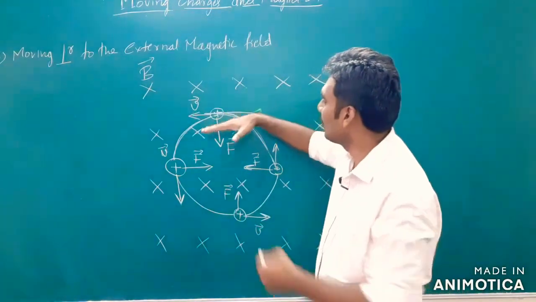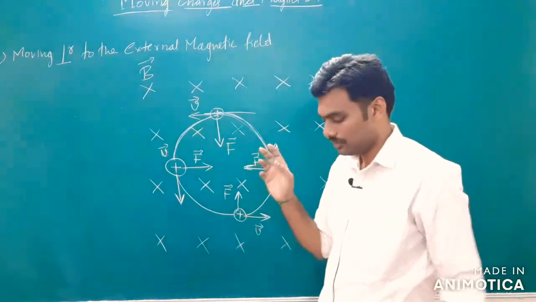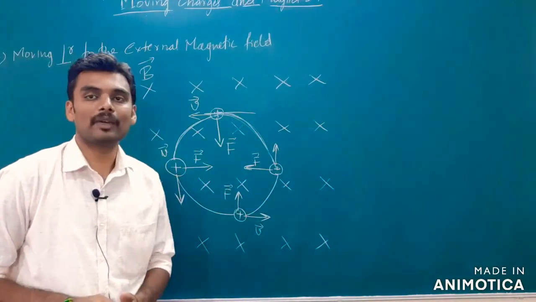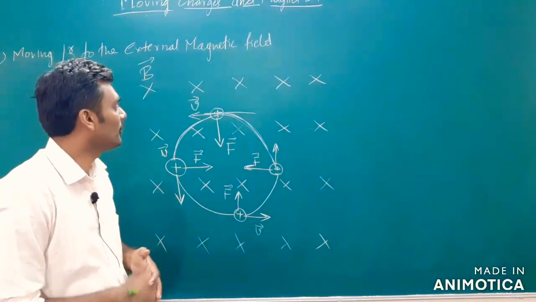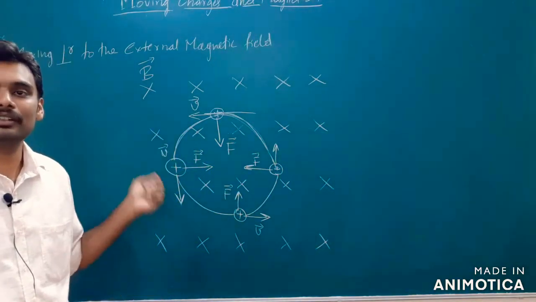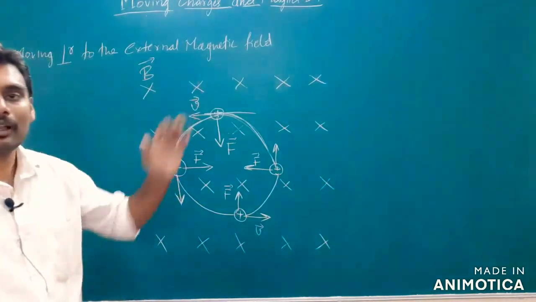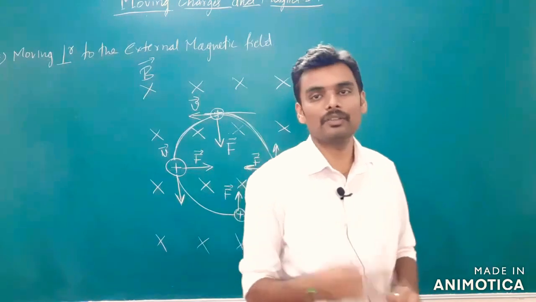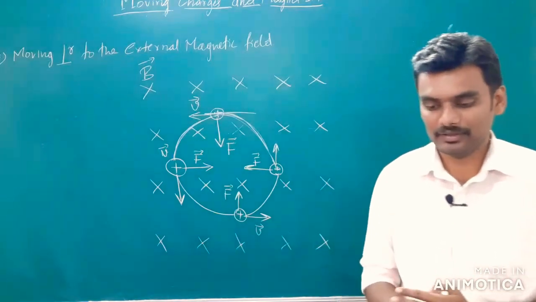So here V and B are perpendicular, and that made the path circular. That gives us the clarity that when a charged body moves perpendicular to the external magnetic field, it always traces a circular path. A very important concept, which is applied to explain the cyclotron in the coming classes. We'll understand all those things, but this is the basic of that.